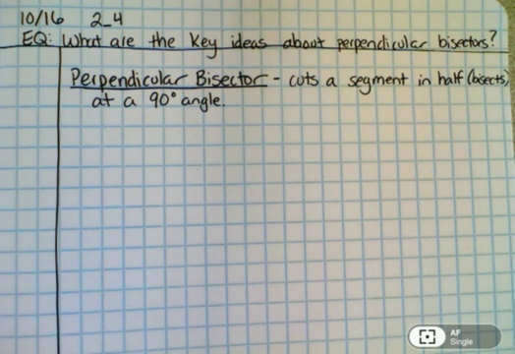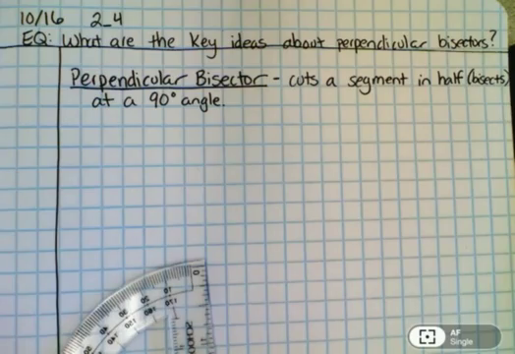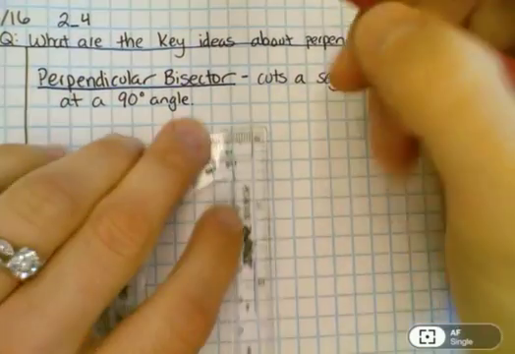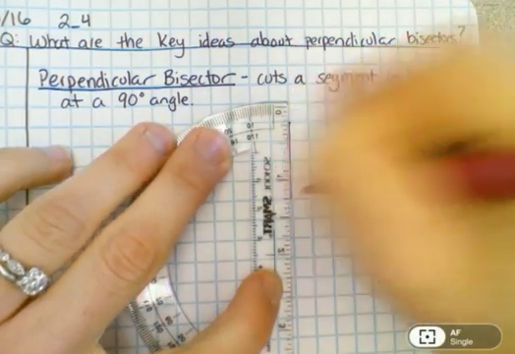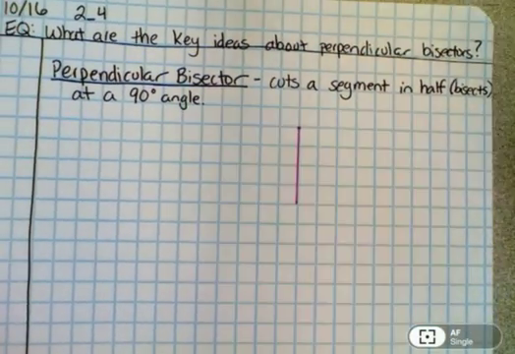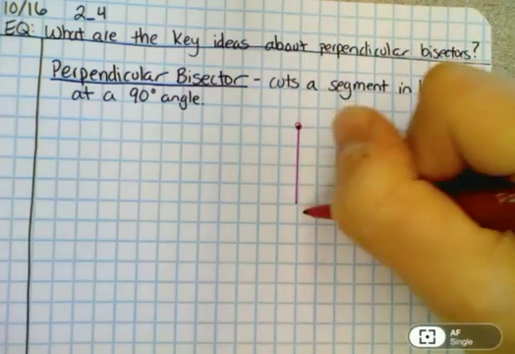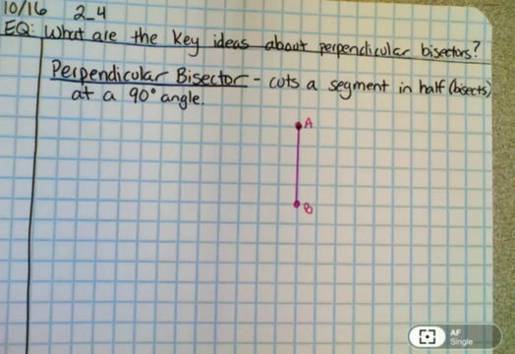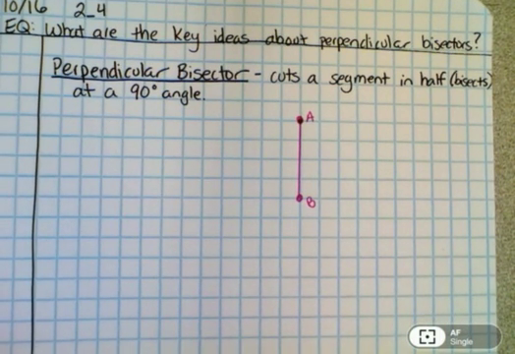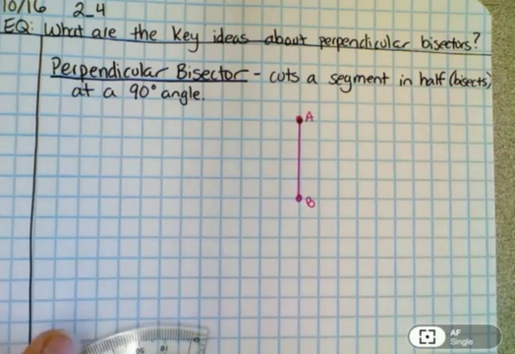So what I want to do is draw a segment, and then we're going to draw a perpendicular bisector of that segment. So we're going to create here a line segment, and I'm going to make mine 4 units long, and that's just going to make it easy for me to bisect it. So I'm going to label my endpoints A and B. So that's a segment. And what I want to do is draw a perpendicular bisector of that segment.